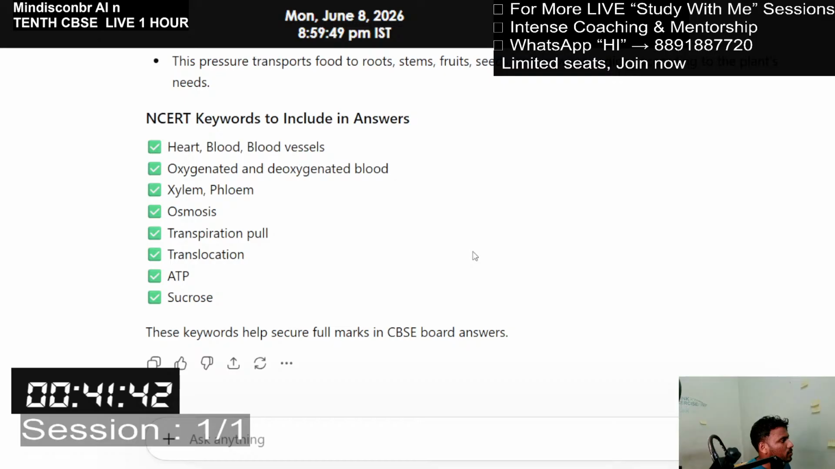NCERT keywords to include in answers: heart, blood vessels, oxygenated and deoxygenated blood, xylem and phloem, osmosis, transpiration pull, translocation, ATP, sucrose.